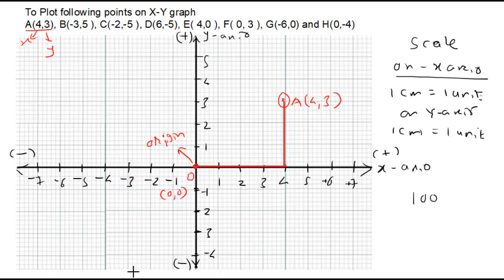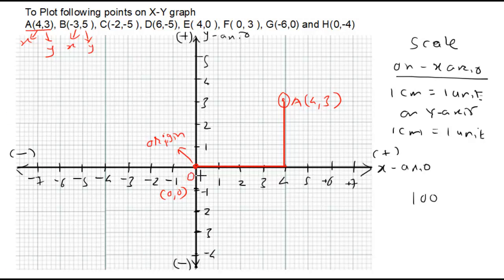Let us plot another point B, minus 3, 5. This is x, this is y. First we have to start from the origin. Then we will travel along the x-axis minus 3 distance and then 5 distance on the vertical axis. I am plotting.